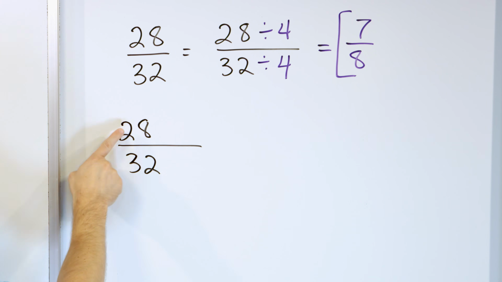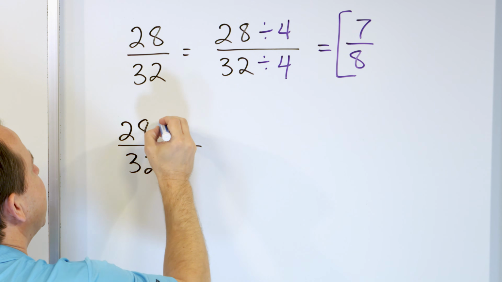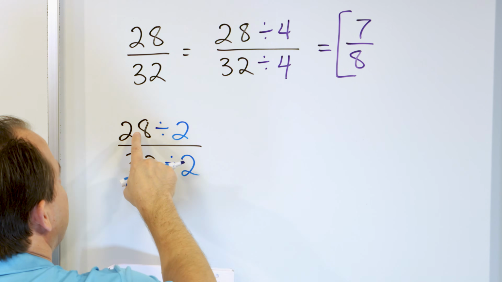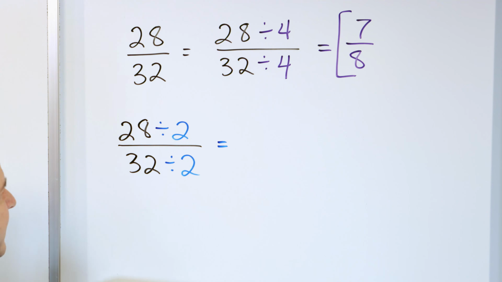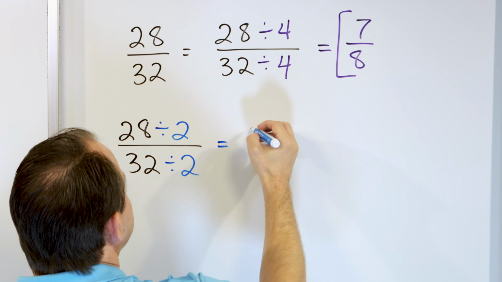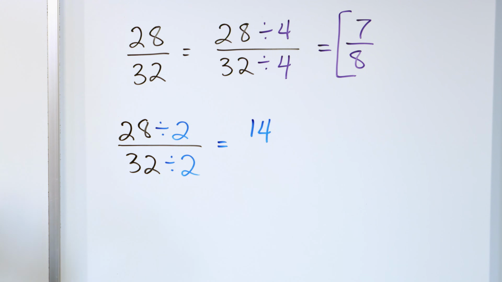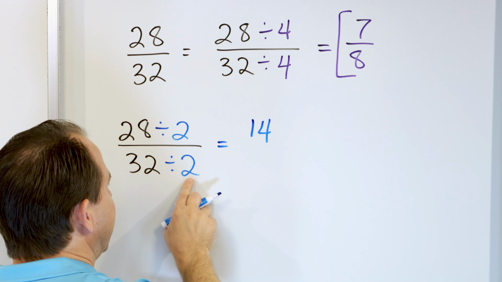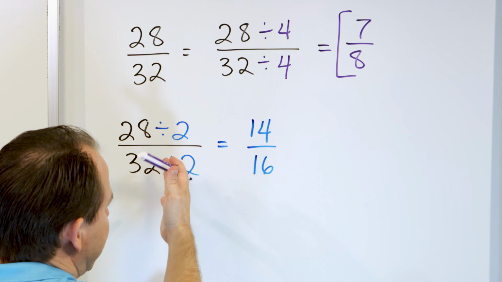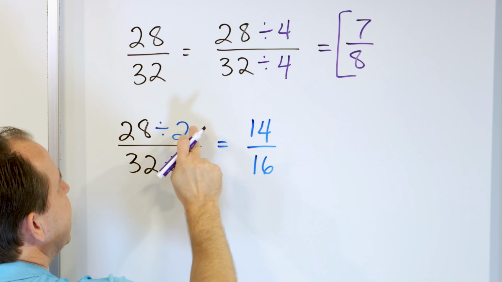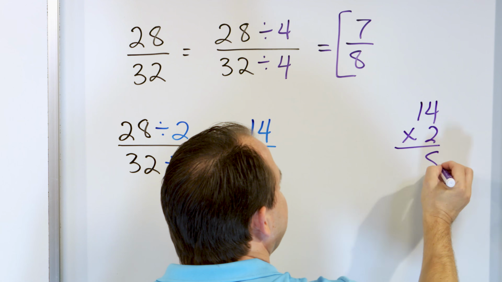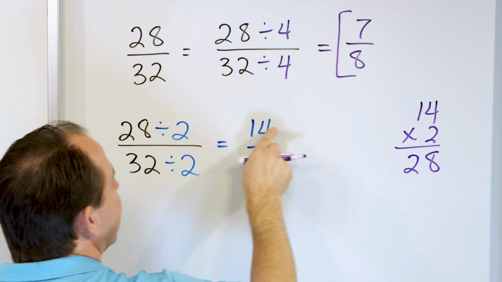I know that this is an even number, and this is also an even number. So I know that I can divide this by 2, and I can also divide that by 2. Now, what is 28 divided by 2? You might not know that off the top of your head because it's a big number. But 28 divided by 2 actually turns out to be 14, and 32 divided by 2 actually turns out to be 16. How do you know? I know because I know my multiplication tables, but if you don't remember, 14 times 2 should be 28. So 4 times 2 is 8, 2 times 1 is 2. So 14 times 2 is 28.